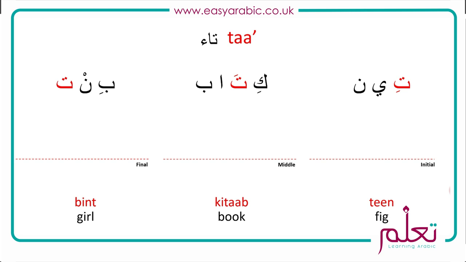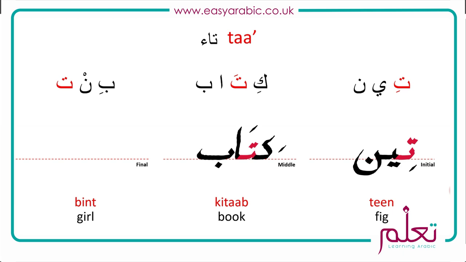Next we have the letter ta. So ta starts, and the word is teen, which is fig. Okay, so the ta at the beginning. Then we have the ya. Then we have the noon, teen. Next one is kitab, kitab, which is book. So kaf. Then we have the ta. We have the alif, and then we have the ba, kitab.